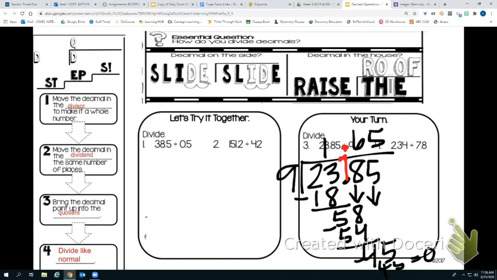9 can go into 58 6 times, so then we do 58 minus 54, and we get 4. And we bring down our 5, and 9 goes into 45 5 times, and it goes in there perfectly. I know my scribble scrabble is kind of down here, but that's supposed to be 45 minus 45 gives you 0, meaning that we are done dividing. All right, so the correct answer that you should have gotten is 1.65. So go ahead and pause your video to do example number 4.